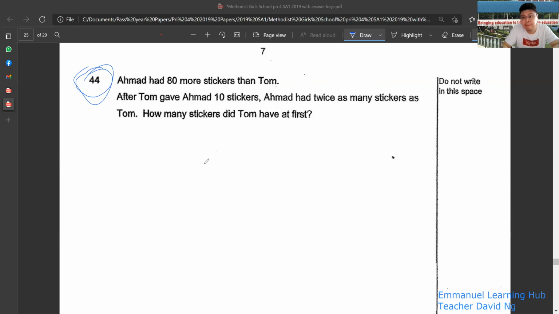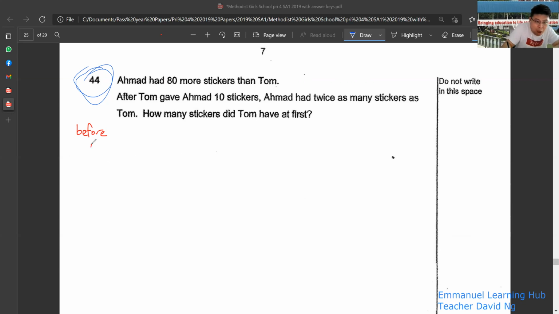You must what? Draw a model. Yes, you have to draw a model. This is a special kind of model. You have to draw before and after. How do you know you need to draw before and after? Because after something happened, somebody had a certain number of stickers. So you have to draw before and after.